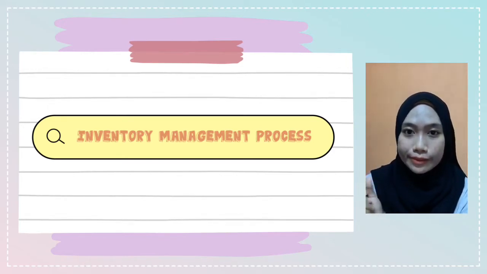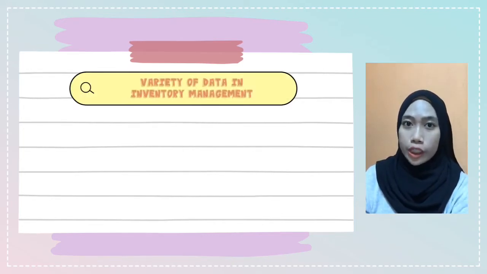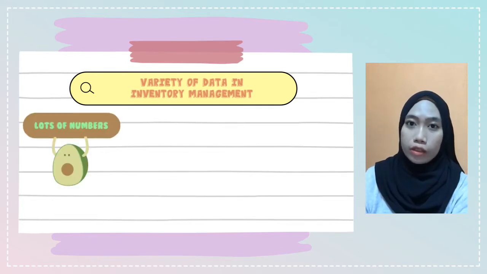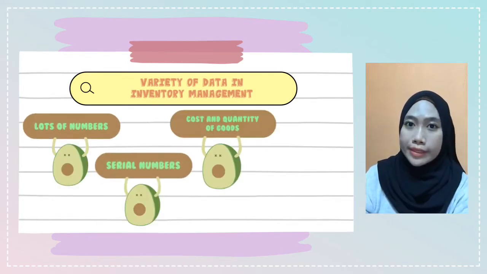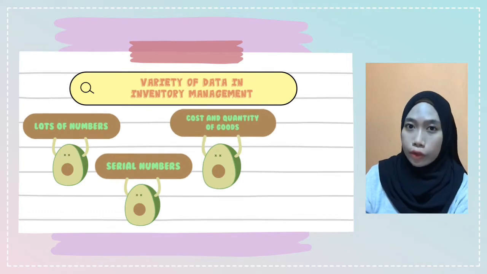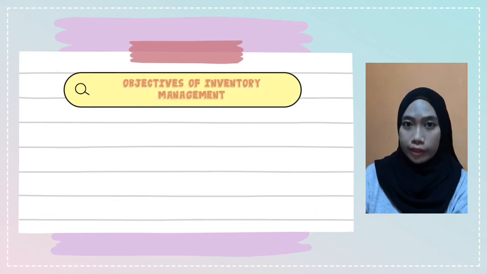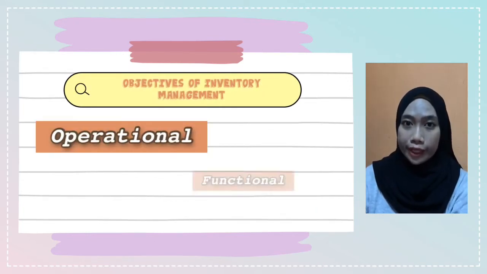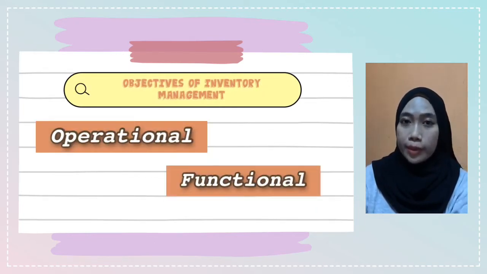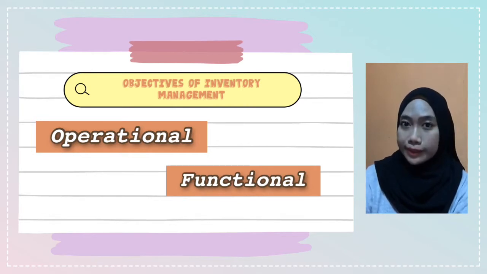Inventory management uses a variety of data to keep track of the goods as they move throughout the process, including lot numbers, serial numbers, cost of goods, quantity of goods, and the dates they reach each step of the process. The objectives of inventory management are operational and financial. In operational, materials and stock should be available in sufficient amount, whereas in financial, the minimum working capital should be locked in.